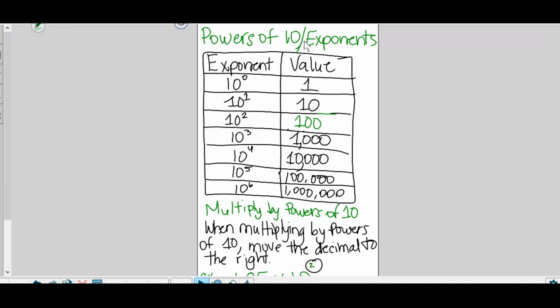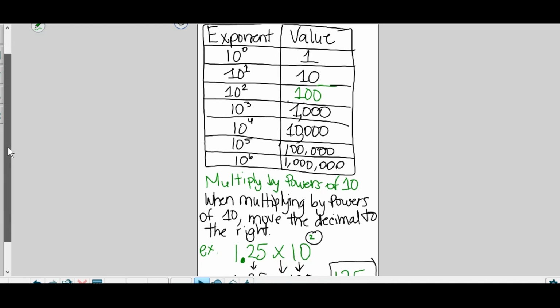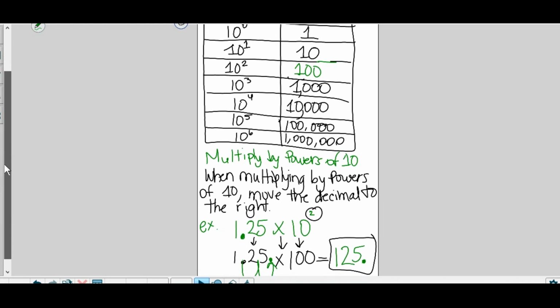In fifth grade, we can go as far as we need to. If we need to do 10 to the 100th power, then we could do that. And it would just be a 1 with 100 zeros after it. But in this case, we're only going up to the 6th power, which is a million. Now, we are going to scroll down to see exactly what it means to use powers of 10.